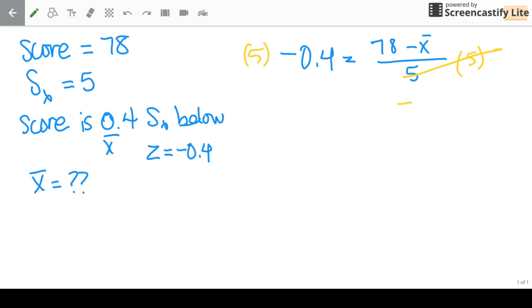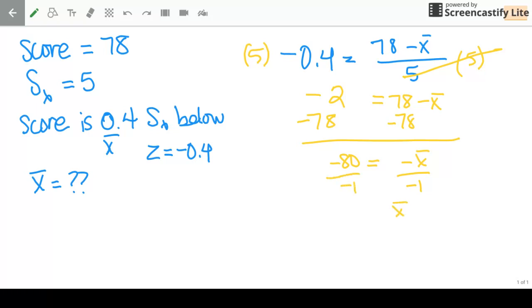If I go ahead and multiply both sides here by 5, that cancels on this side. So I get 78 minus the mean equals 5 times negative 0.4, which is negative 2. And then if I subtract 78, I get a negative mean equals a negative 80. So divide by a negative 1. So the mean equals 80.